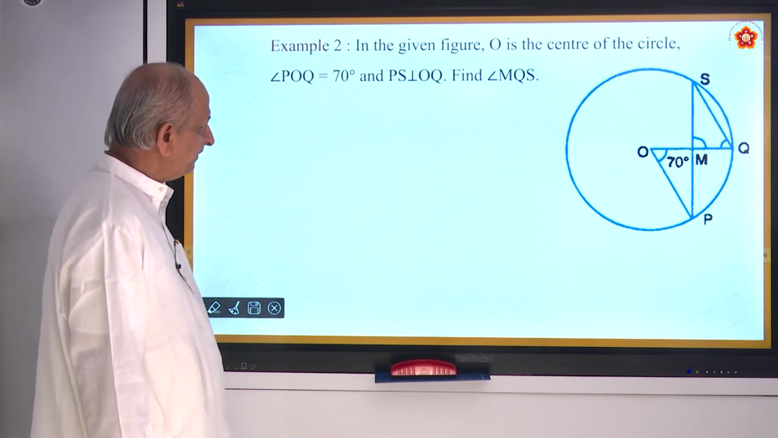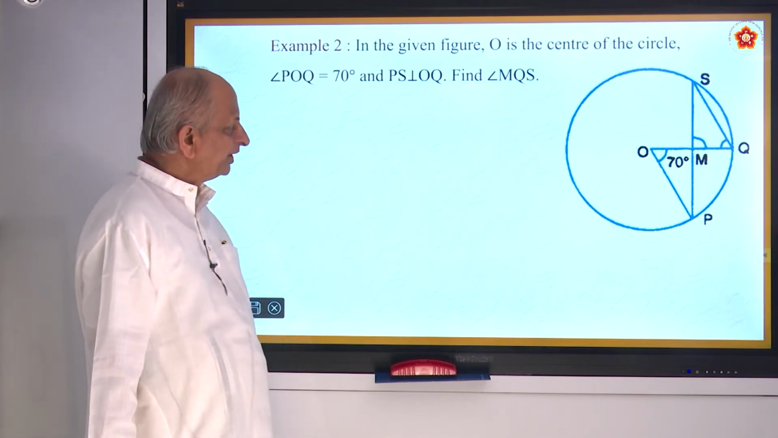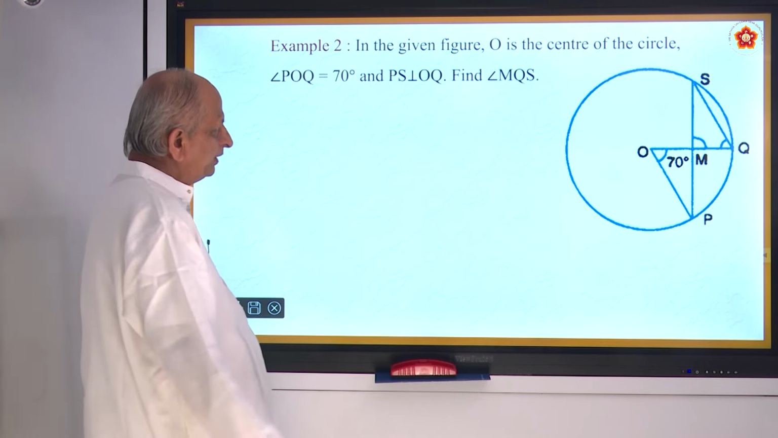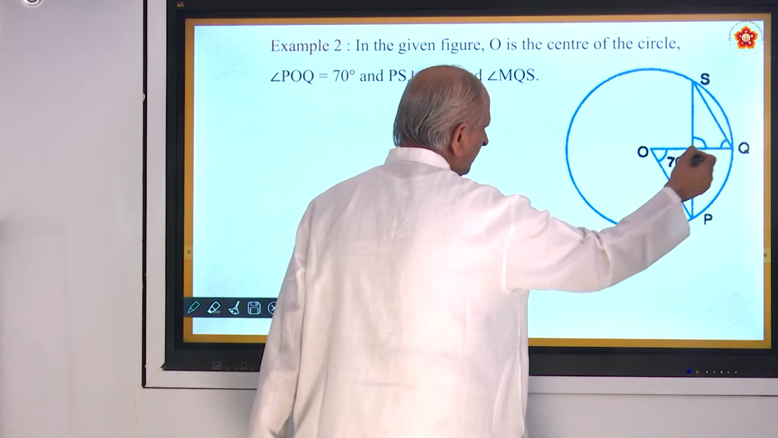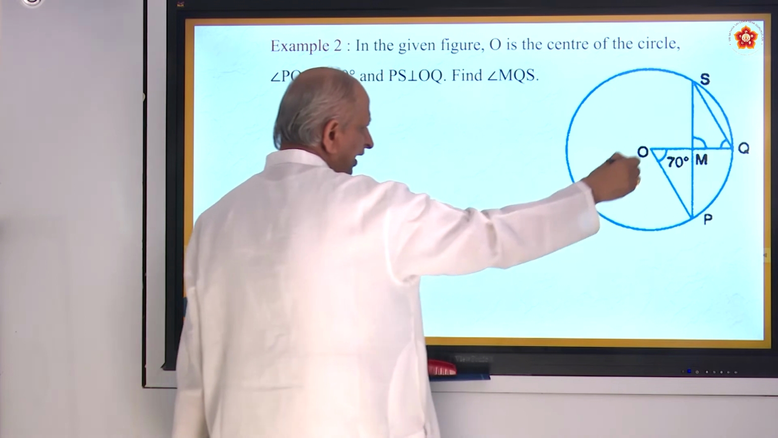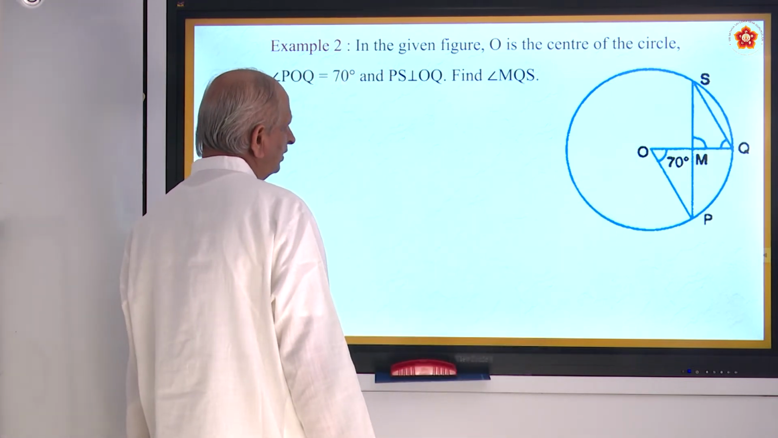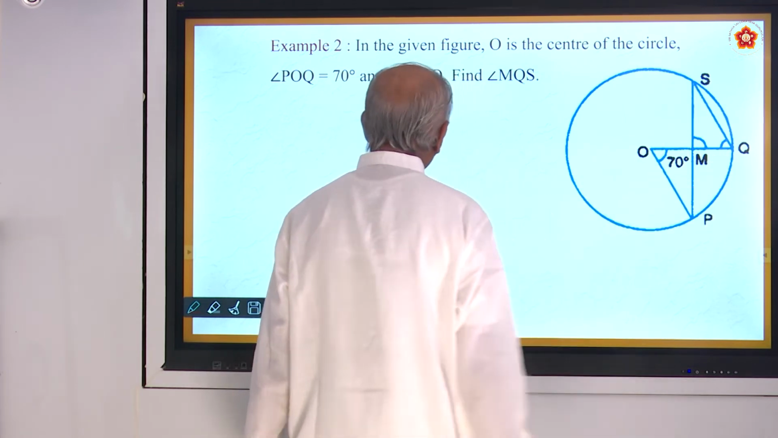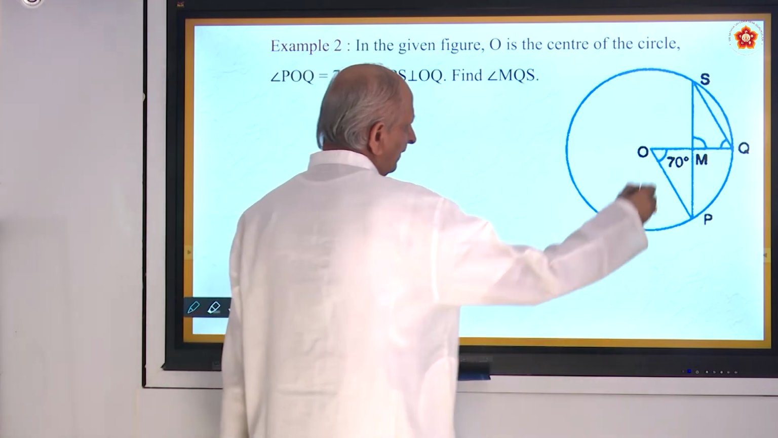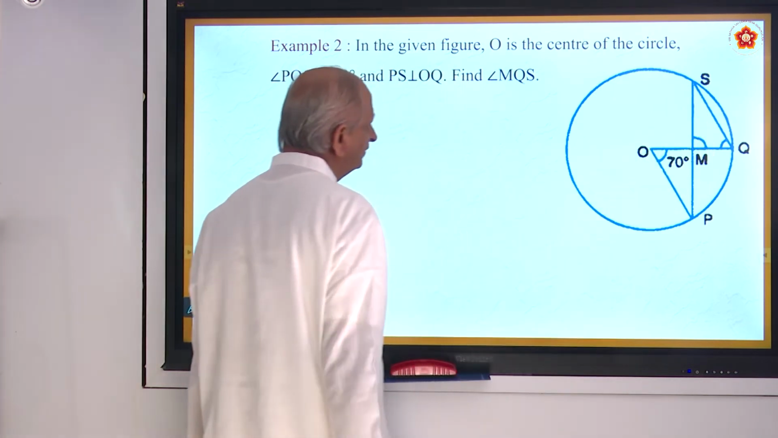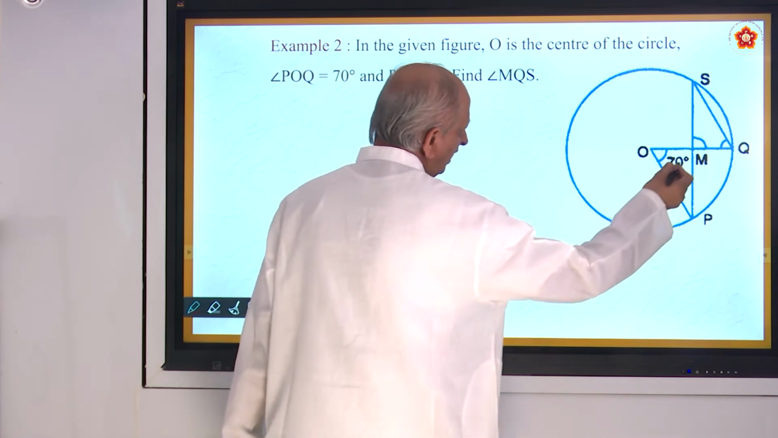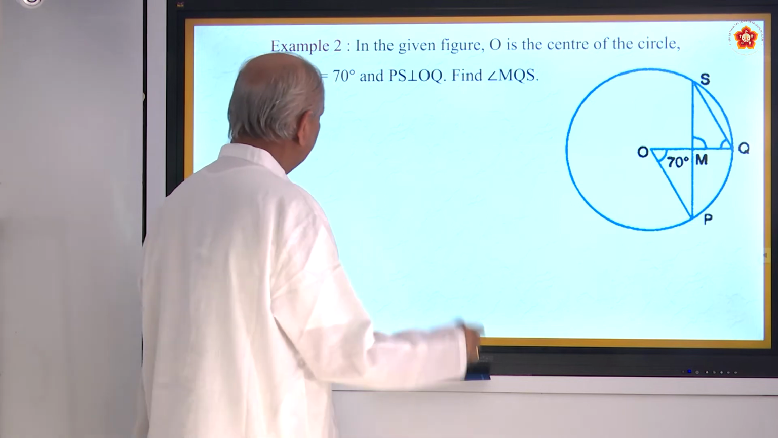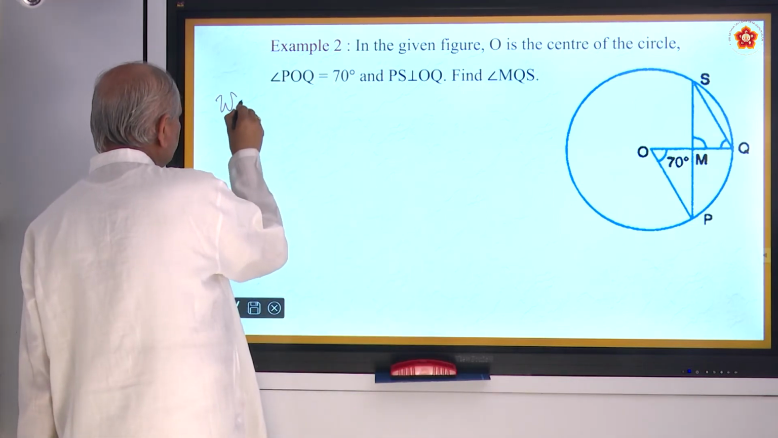One more question, same type. In the given figure, O is the center of the circle. POQ is 70. So POQ is the angle formed by the arc PQ. And PS is perpendicular to OQ. So perpendicular means what? This angle becomes 90 degrees. They are asking what is the angle MQS. Okay. So we will solve this problem.